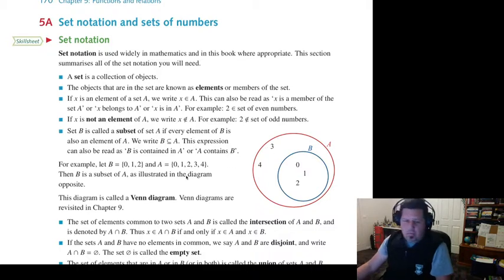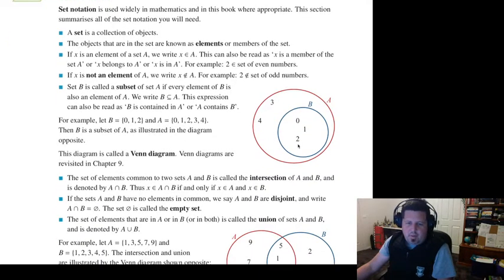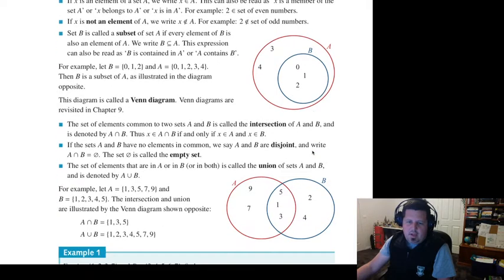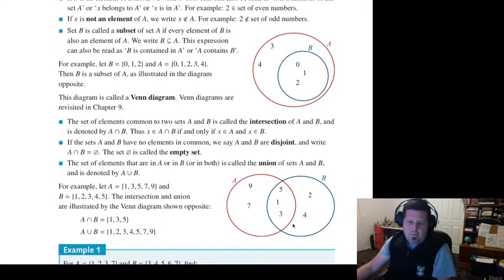Cool, more stuff. In case you were wondering, that diagram over here is a Venn diagram, the circles where things are overlapping. You may have seen some of these in year 10 as well. They're very popular to use in maths. They're going to be revisited in chapter number 9, so that's something fun to look forward to. Now, again, with set notation, these things are important.